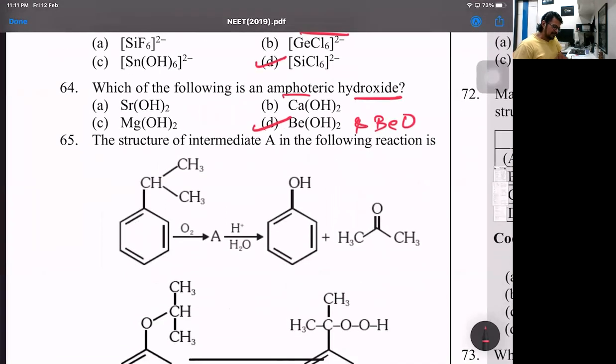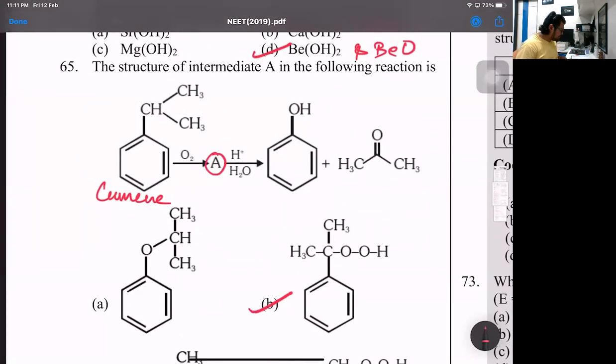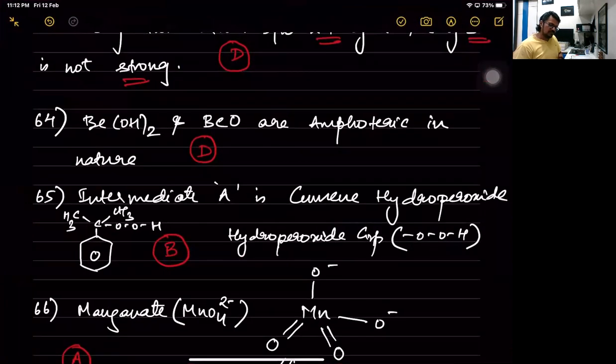The structure of the intermediate A which is formed. Now this compound, if anybody remembers, it is cumene. Cumene on air oxidation in presence of cobalt naphthenate at a temperature of 423 Kelvin, it forms cumene hydroperoxide, which on hydrolysis gives you phenol plus acetone. Now here cumene hydroperoxide, if you see the structure, then for the 65th one, that answer is B. What is the logic? The OO is the peroxide bond, OOH is hydroperoxide. That's the part. So that's cumene hydroperoxide. Look at that. Hydroperoxide group, OOH.